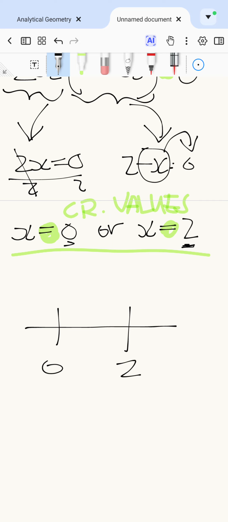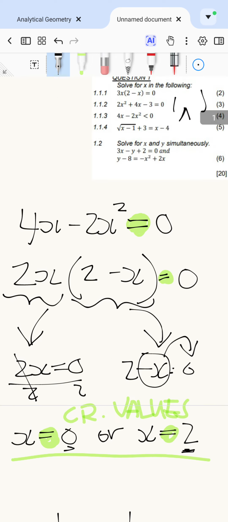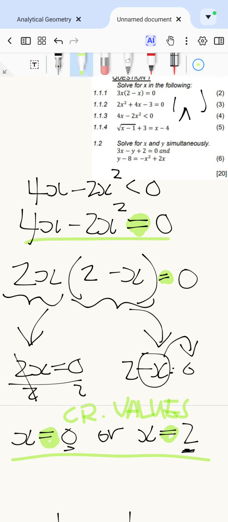Now what I'm going to do is I'm going to guess. I'm doing trial and error here. I'm going to pick a number, any number that's in between. So in between is 1. Let's take 1. And I'm going to go back to my original question. I could go to the factorized form as well, but let's go to the original. In fact, let me just rewrite this so that I have my inequality there: 4x minus 2x squared smaller than 0. So I'm going to substitute in here and check. If I put my 1 in here, is my inequality still true? Okay, so let's put the 1 in.